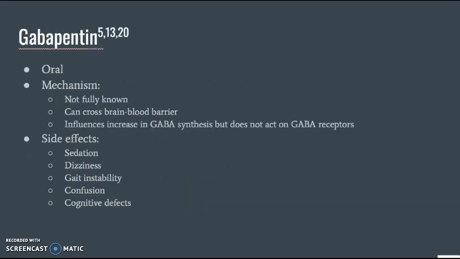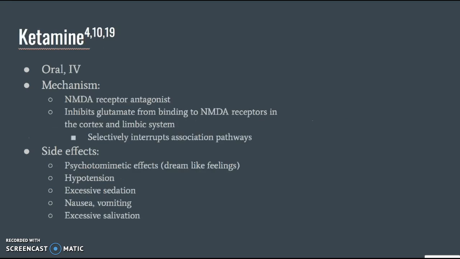And next we have gabapentin, which is an analog of GABA, originally developed as an anticonvulsant, but also has efficacy in the treatment of painful neuropathies. The exact mechanism that allows gabapentin to work is not fully known, but it is believed to influence the production of GABA. Gabapentin also can cross the blood-brain barrier, making it an effective drug. Here are the side effects. And if the patient has taken a dosage of gabapentin before treatment, keep a close eye on them for adverse effects and stay in close proximity during gait training or balance exercises.